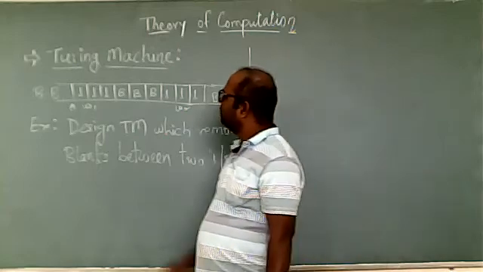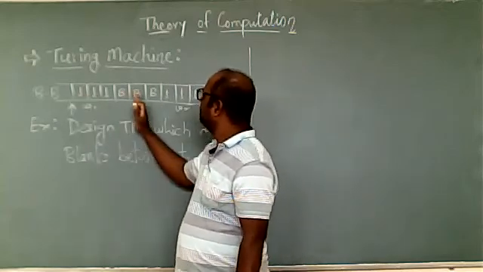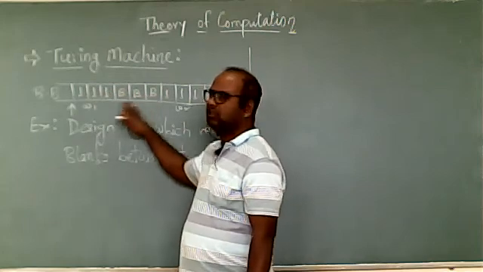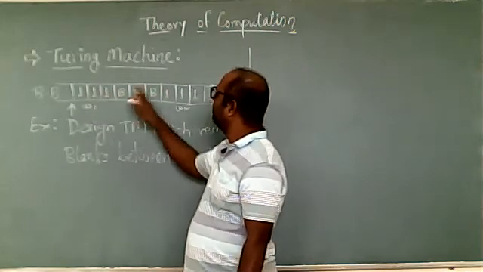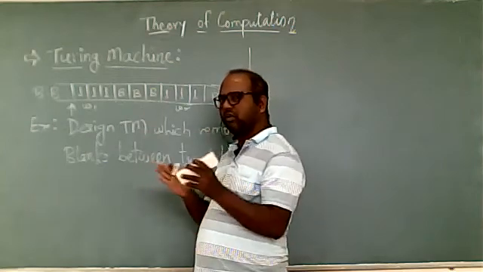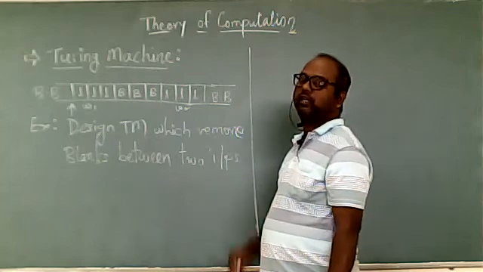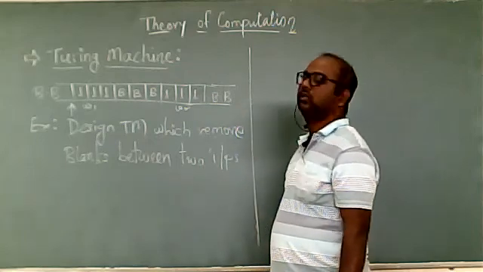So now what can we do? We can replace these blanks with one input, that is, W1 we can replace here, or W2 we can replace here. So we have to remove these blanks. So how can we achieve this with the help of the Turing machine?